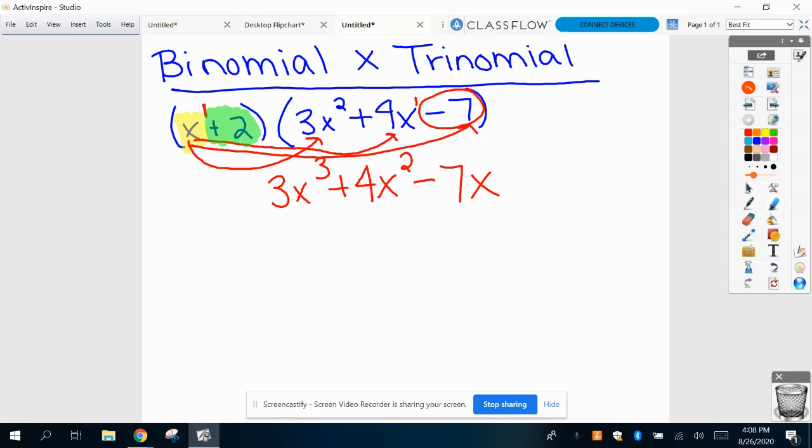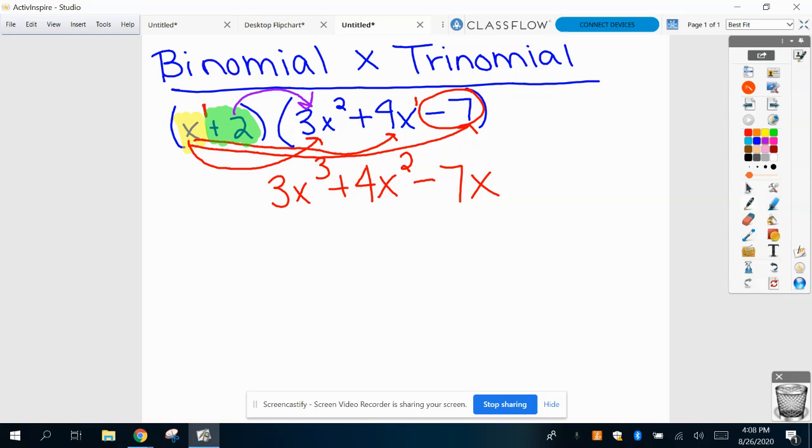Now, once we've distributed that first piece all the way through, we're just going to switch and then look at the second term. All right, so my second term on this one is a positive 2. So now I'm going to start taking that positive 2 and distributing it all the way through. So I'm going to take a positive 2 times a 3x squared. So 2 times 3 gives me a 6. That x squared is just coming along.